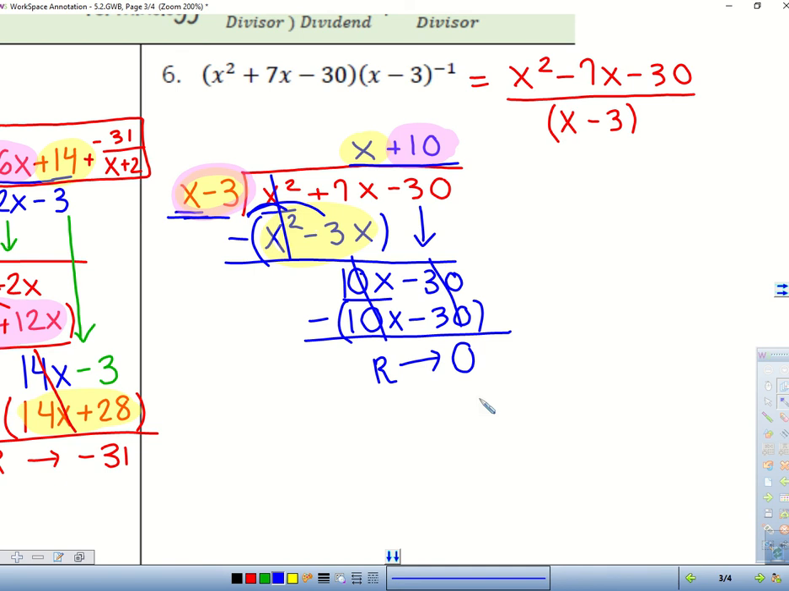So does that kind of make more sense now? Makes sense. Okay, so that's what you're doing. It's just sometimes they're not as nice as that one. This one just helps you understand the reasoning behind it.